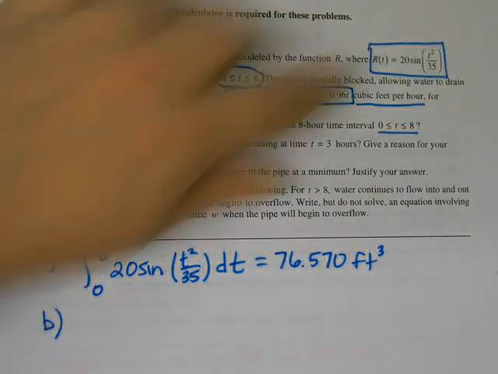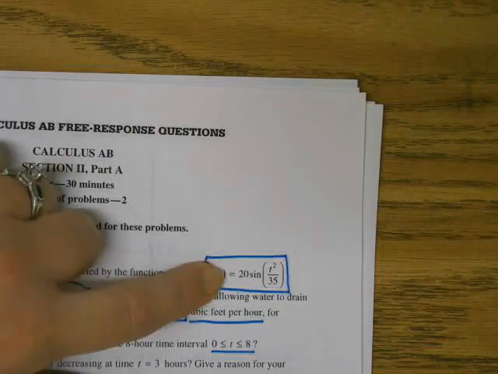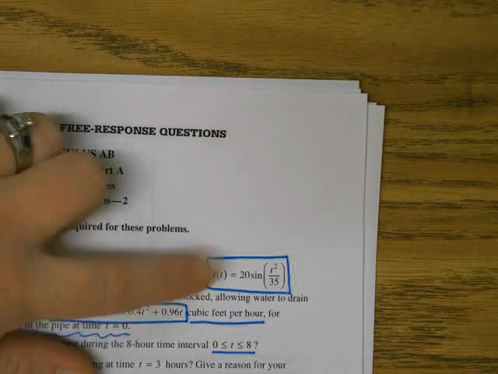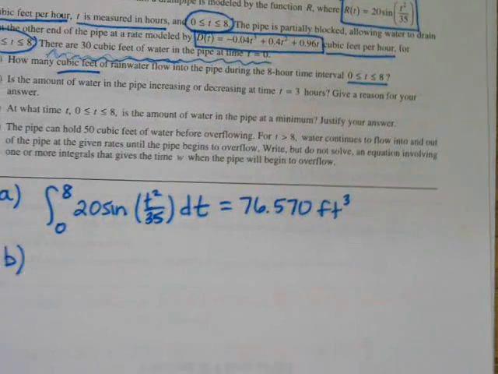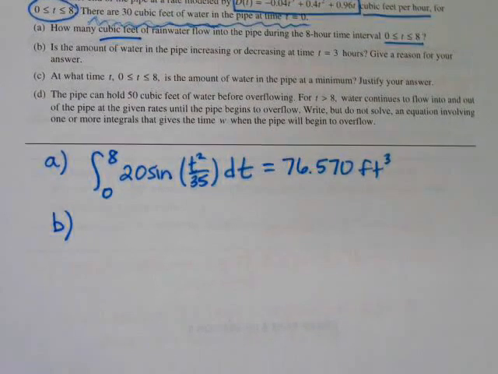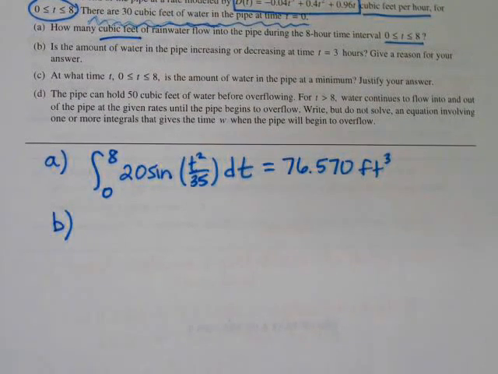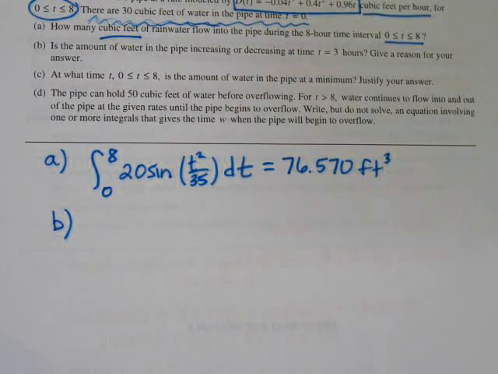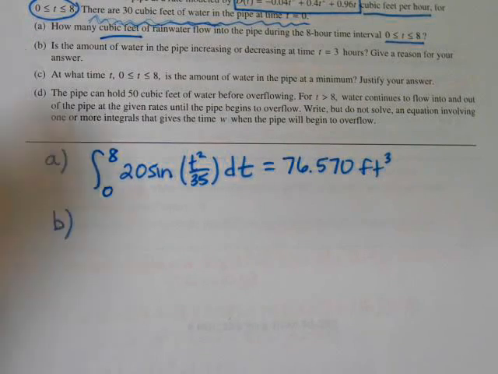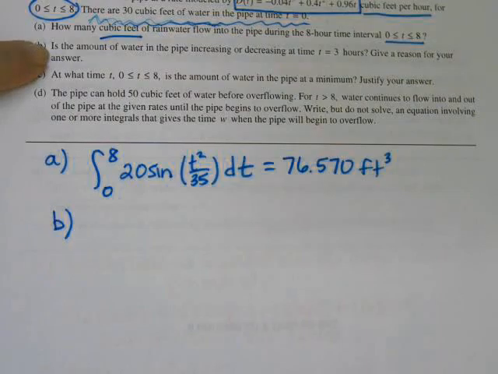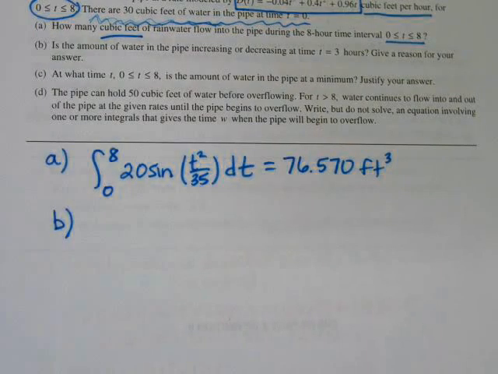So is the amount of water in the pipe increasing or decreasing at time t equals 3 hours? Give a reason for your answer. So what this is asking is, is the rate of change for the amount of water in the pipe positive or negative? So we have the rate that water is coming into the pipe, and we have the rate that water is going out of the pipe. And so we want to know if the combination of those two things is resulting in an increase in the amount of water or a decrease. Is it going up or is it going down? Is it positive or negative?